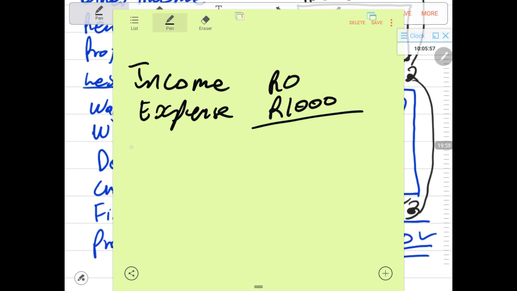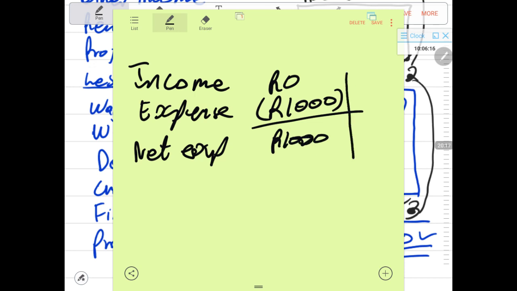That means our net expenses, remember, are negative. Now, assuming I'm doing the income statement, then our net expenses will be an amount of 1,000 rand. And that is very simple, straightforward. I put another zero there.